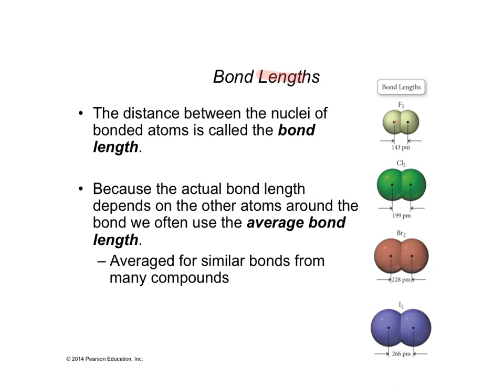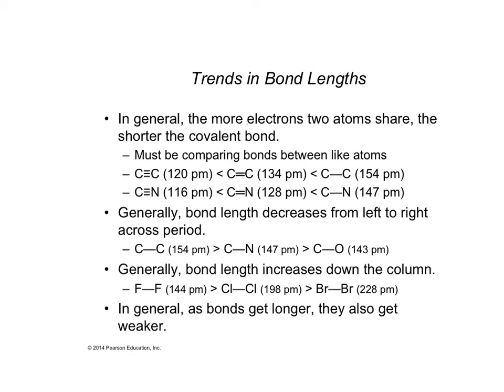So what are the trends with respect to bond lengths? It's very similar to what we saw with respect to bond energies, okay? There are two general trends depending on what we're looking at. Number one, the first trend deals with how many electrons a bond contains. If we look at the difference between a triple bond versus a double bond versus a single bond, how do these differ with respect to the number of electrons? How many electrons does a triple bond have? 6 electrons. A double bond, how many does it have? 4 electrons. And a single bond has 2 electrons.